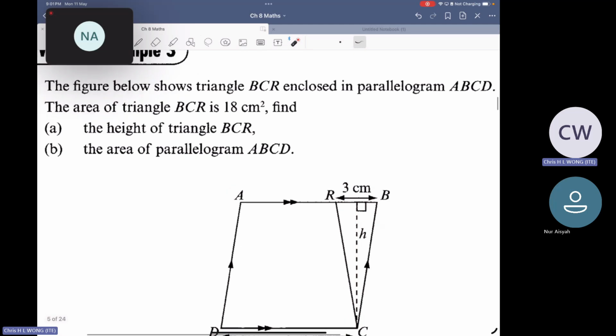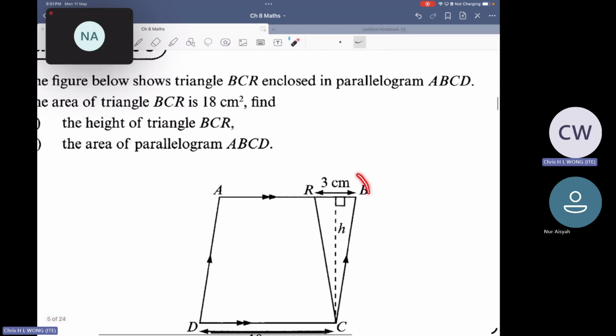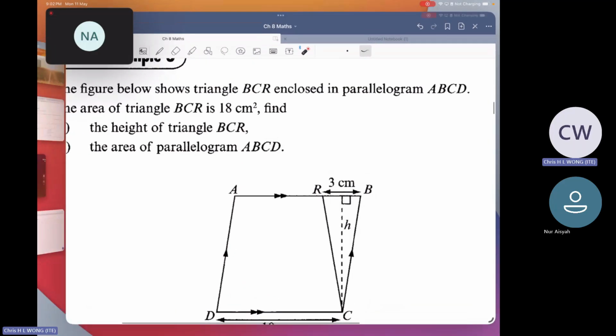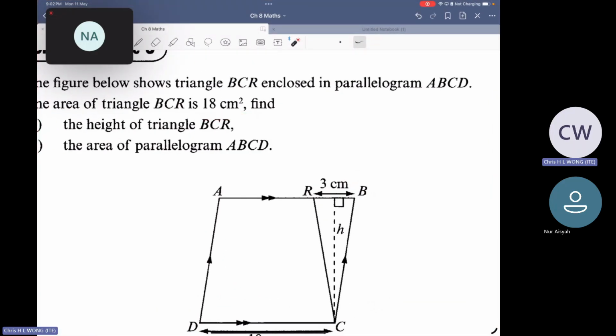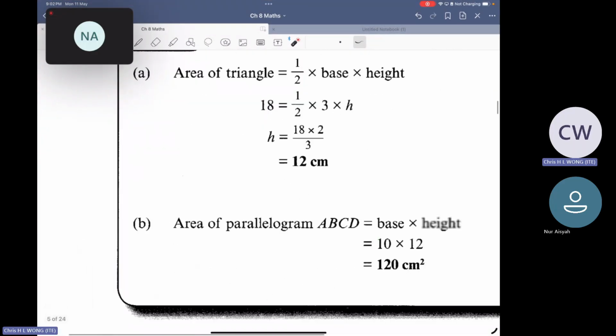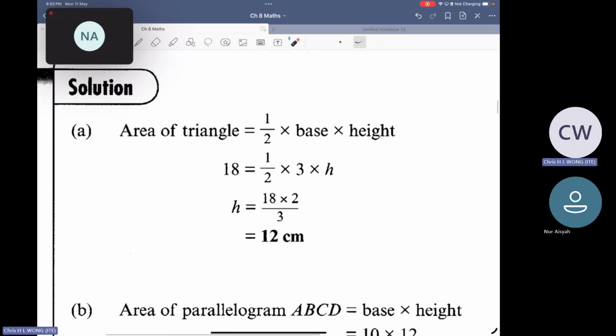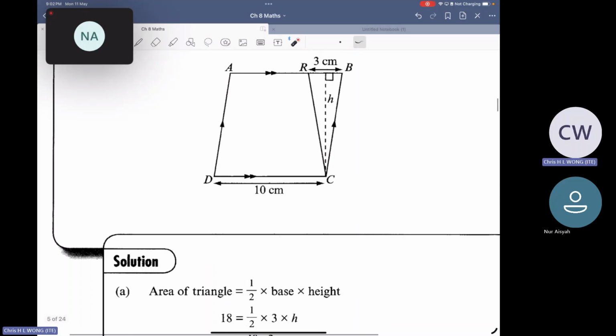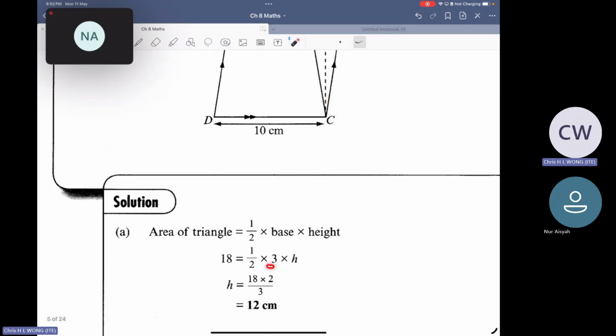So the first thing is to find the height of the BCR. I already gave you the area of the triangle, 18 cm squared. So I use the formula: area of the triangle is half base times height. Area of the triangle is 18. Half, base is 3. Why 3? The base is here. Half times base times the height, so 3 times the height.